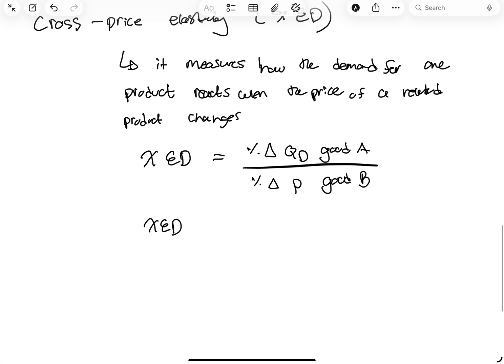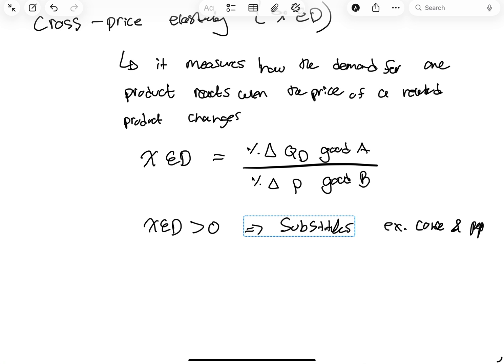And the values you get from this represent the following. If your XED is greater than 0, it means your products are substitutes. This is like the example of Coke and Pepsi. It doesn't matter too much which one you consume. You're going to substitute between them evenly, depending on the price.